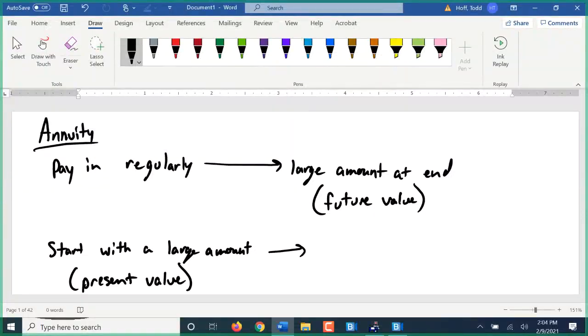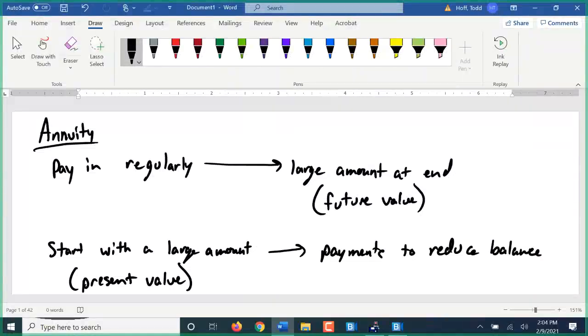And then you either take out regular payments if it's like a savings retirement situation, or you make regular payments to pay the balance down. Either way, there's payments that reduce the balance to get down to zero.